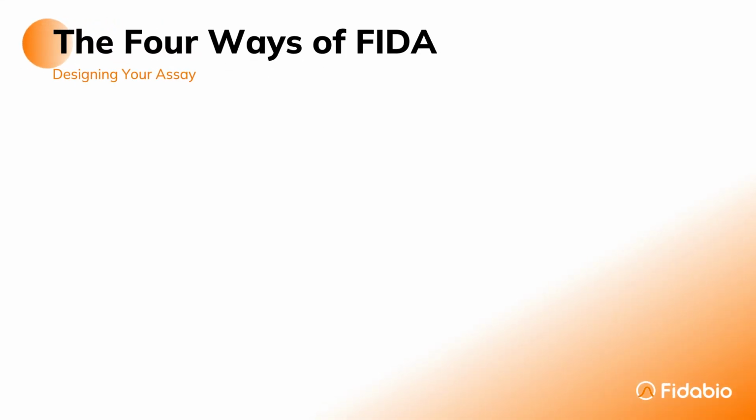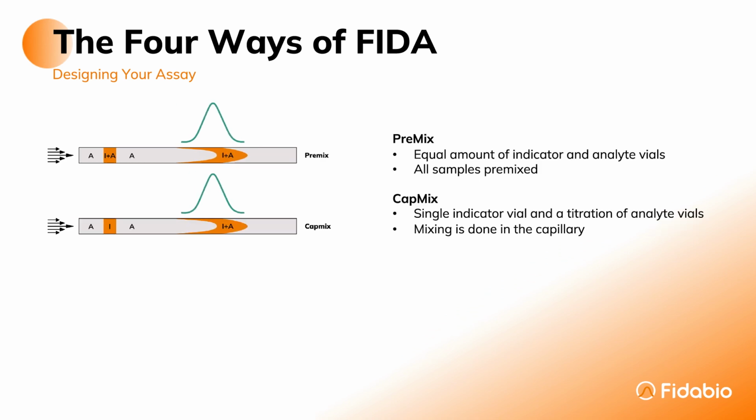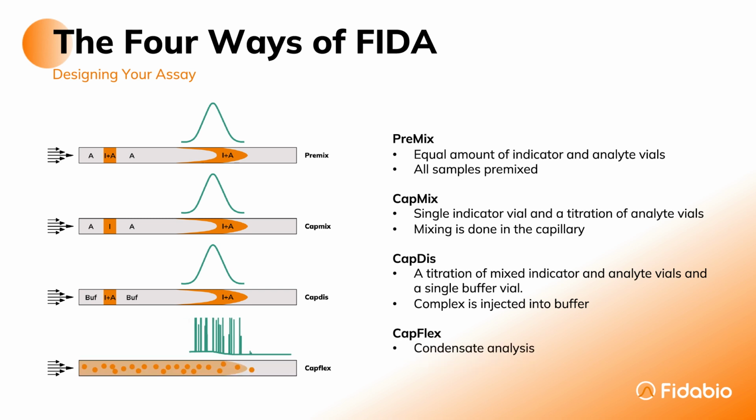There are four ways of doing a FIDA experiment: premix, capillary mix, capillary dissociation, and capillary flow experiments. With premix, you have an equal amount of indicator and analyte vials, and all of the samples are premixed prior to injection. Using capillary mix or cap mix, you have a single indicator vial and a titration of analyte vials. Using this method, the samples are mixed in the capillary by the FIDA instrument. When doing capillary dissociation or cap dis, you have a titration of mixed indicator and analyte vials and a single buffer vial. The complex is then injected into buffer. Capillary flow experiments or CapFlex you can ignore unless doing liquid-liquid phase separation and condensate analysis.